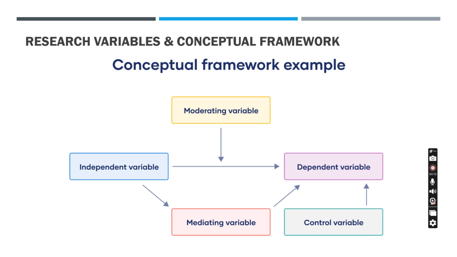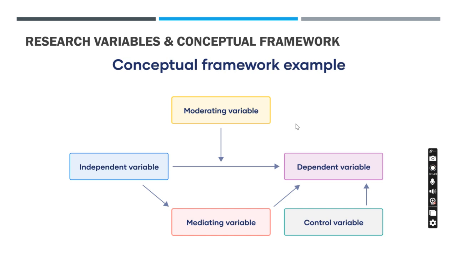And we said that you see the direction of this arrow: the independent variable affects the dependent variable, or causes the dependent variable's value to either increase or decrease. So these are the main two variables we are studying, the independent variable and the dependent variable.